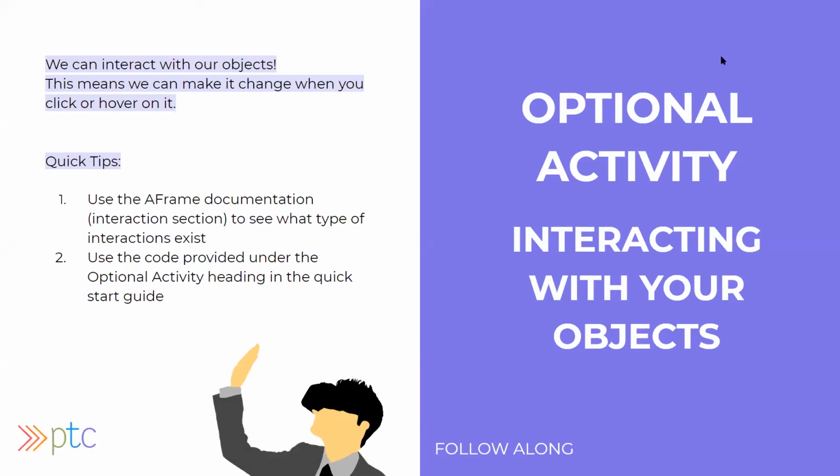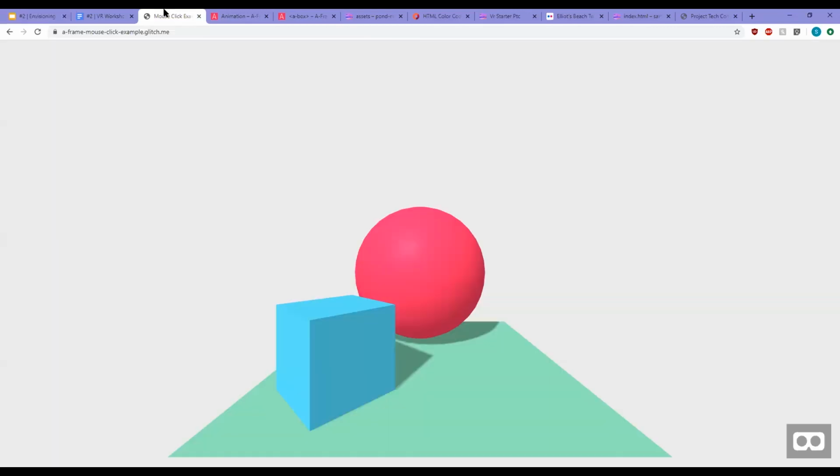The idea with this activity is that you can make the animations that you added in the fourth activity controlled by the click of a mouse. You can also control the changing of the color of your entities when you hover over with your mouse. We're going to show you what this would look like. This sample is also linked in the Quick Start Guide, but we'll just show you what it looks like.